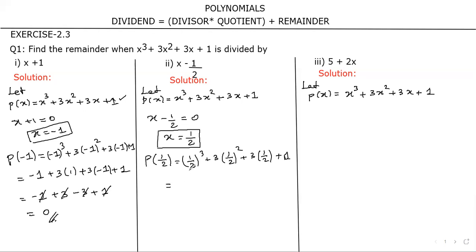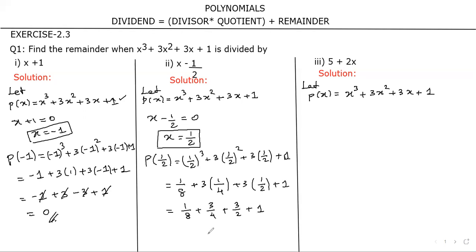So what happens? Half cube, it is like 1 by 8. That is 1 cube is 1, 2 cube is 8. 2 times 2 times 2. 2 into 2 into 2 is 8. Plus 3 times 1 over 2 square. So 1 by 2 2s are 4. Plus 3 times 1 over 2 plus 1. And what happens? So you can just simplify 1 over 8 plus 3 over 4 plus 3 over 2 and then plus 1.